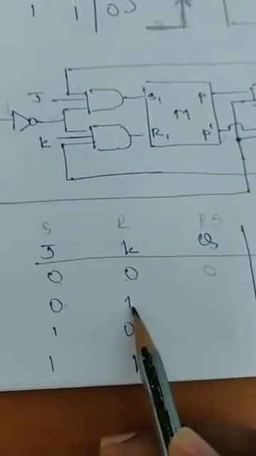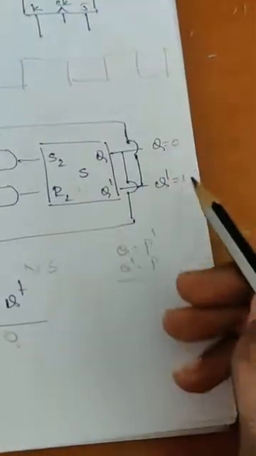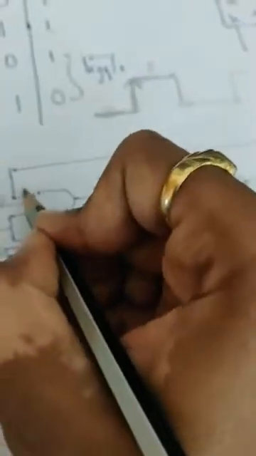For the next thing, present state 0, next state 0. Let J is equal to 0, K is equal to 1 now. Okay. So right now Q is equal to 0. Q is equal to 0 means Q bar is 1, right? I will take here 1.